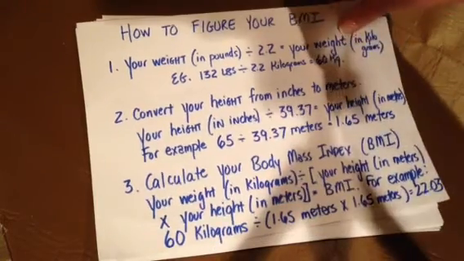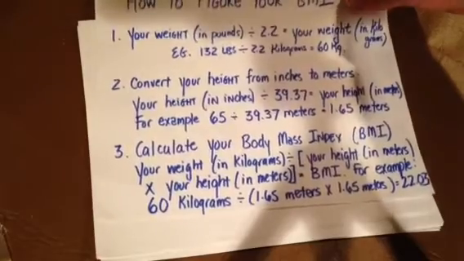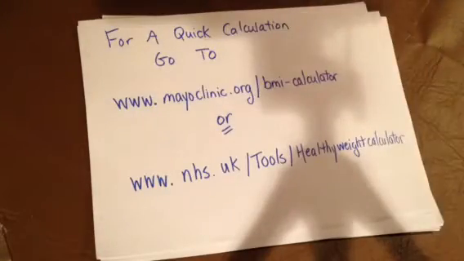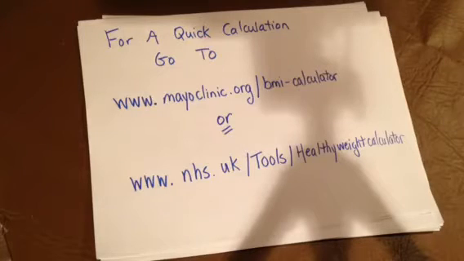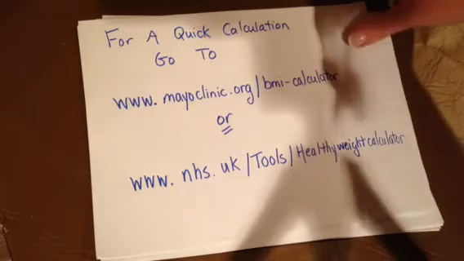It seems like a lot of math, so there's two easier ways to go about it. For a quick calculation, you could go to www.mayoclinic.org or www.nhs.uk.tools, Healthy Weight Calculator. Today, I'll show you how to use a BMI wheel.